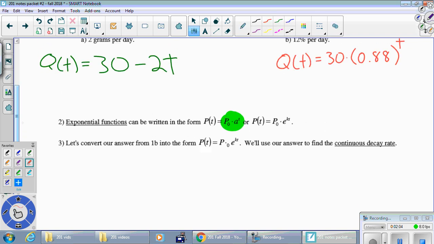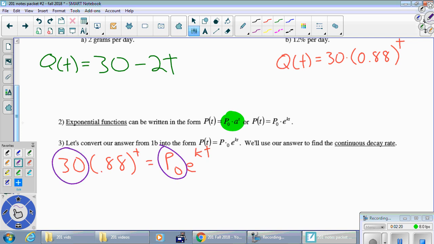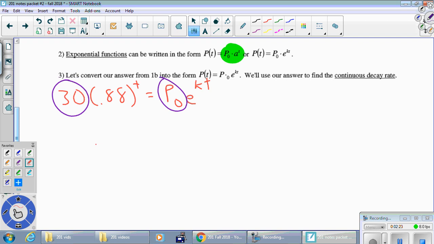So here's what I want. I want the 30 times 0.88 to the t that I have to be written as P sub 0 times e to the kt. Well, I've got no choice about P sub 0. Clearly, I need to make P sub 0 equal to 30, so I'm going to ignore that. It's already done, and I'm going to write down the rest of this equation, trying to solve for the value of k. Now the thing is, those t's sure look like they're in the same place on both sides, right? If I could only figure out what to do to get rid of them, I'd really like to just cross them both off.